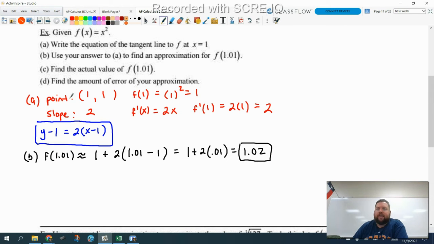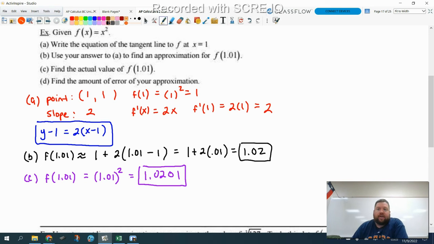All right, part C. Find the actual value of f(1.01). So now we're going to do f(1.01), which is equal to 1.01 squared. You can just plug that into a calculator. I don't have my calculator loaded up right now, so I'm just going to tell you what it is. It's 1.0201. So this is the actual value.